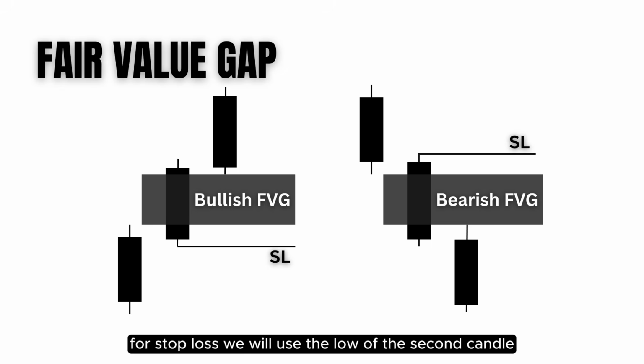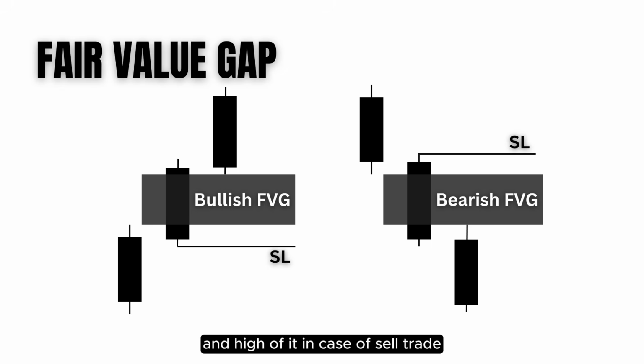For stop loss, we will use the low of the second candle in case of a buy trade and the high of it in case of a sell trade. For target, we will use a fixed 1-to-1 risk-reward ratio. This ratio will change and go higher when we apply the code. So that's the basic idea of the strategy, let's go to ChatGPT and give it a prompt to create our strategy.